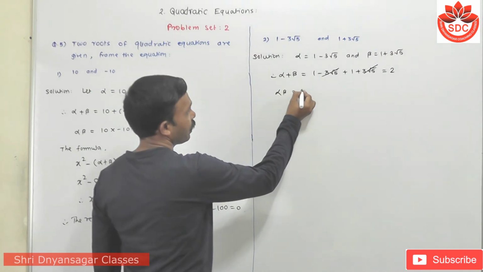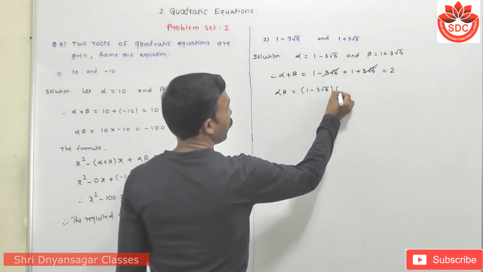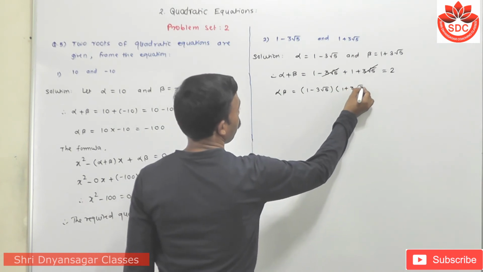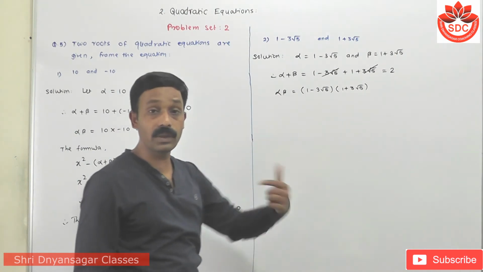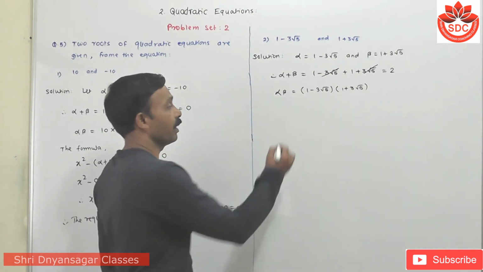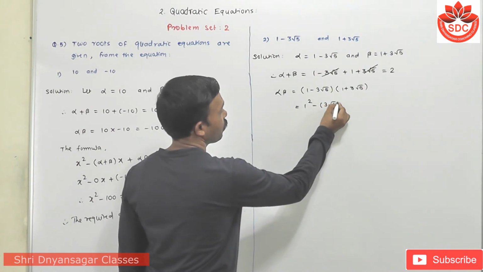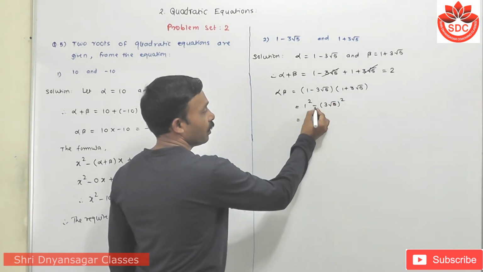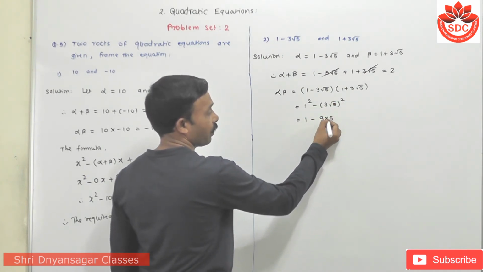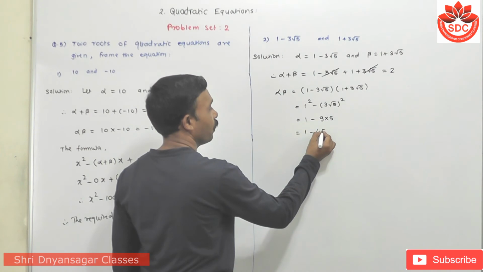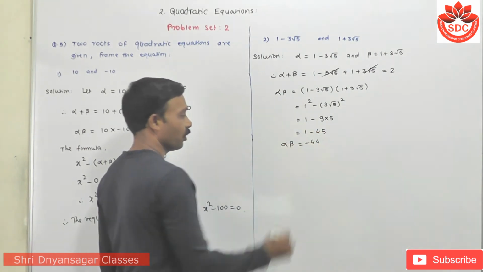Then we have to find the product. Alpha into beta is equal to 1 minus 3 root 5 into 1 plus 3 root 5. When we observe carefully, this is an identity, (a minus b)(a plus b), so we use a square minus b square. Means 1 square minus (3 root 5) square. 1 square is 1, then 3 square is 9, root 5 square is 5. Means 1 minus 45 is equal to minus 44, which is the product of both.